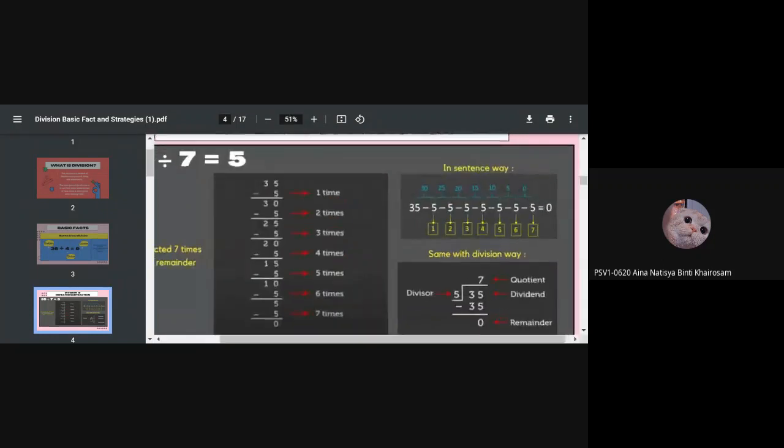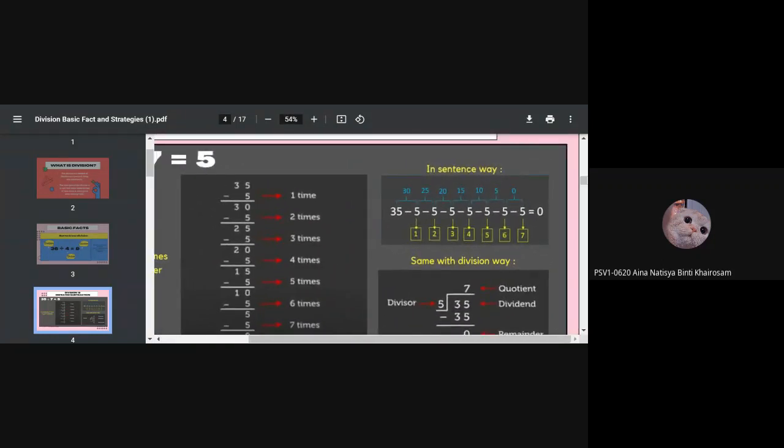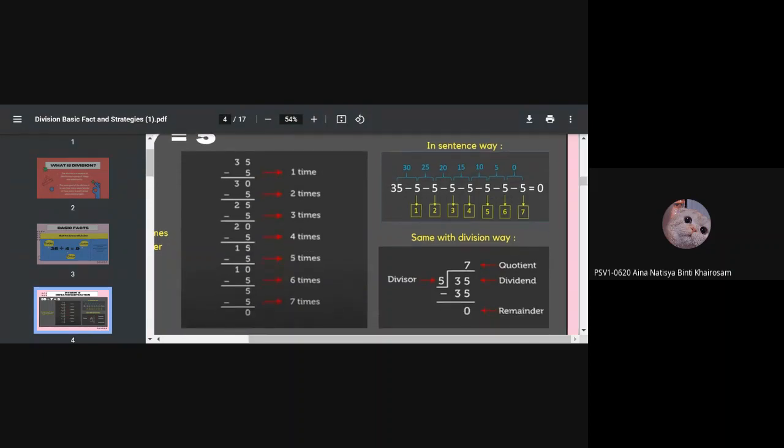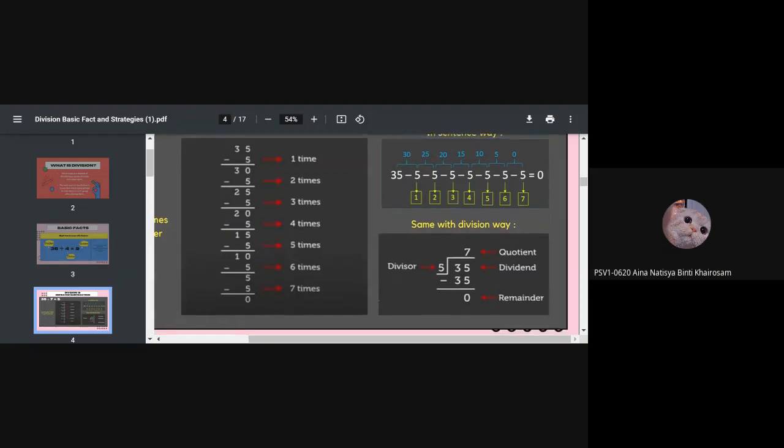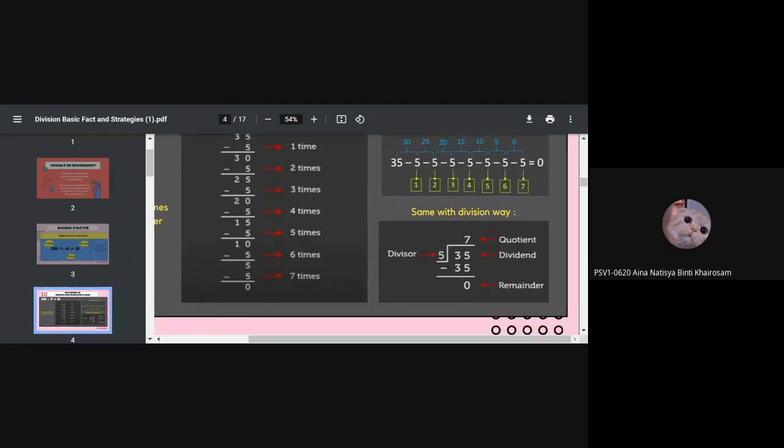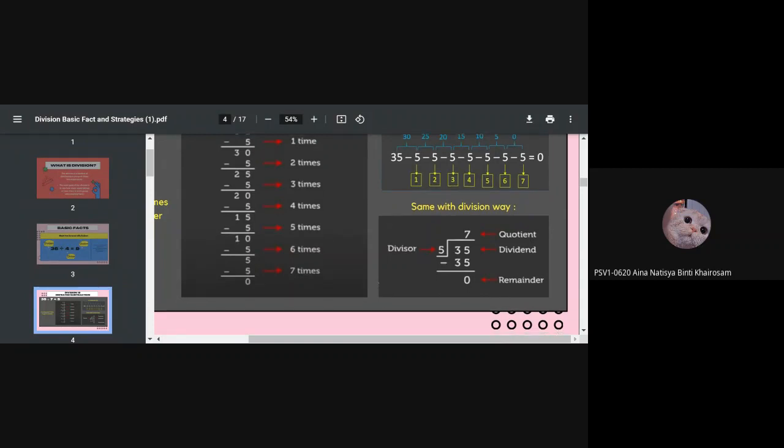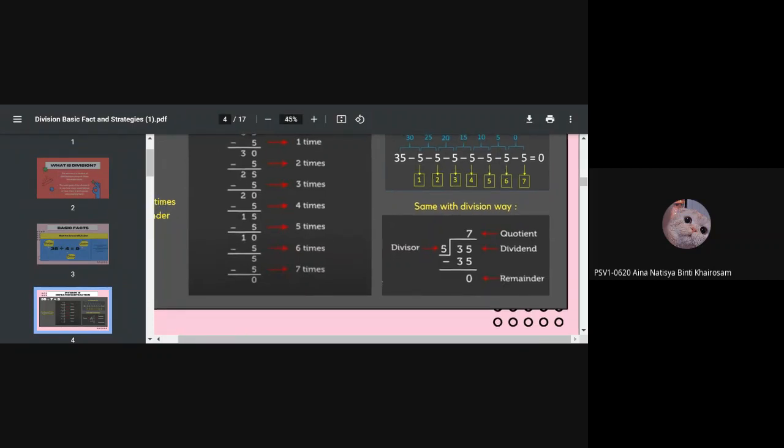Okay. In sentence way, also like that, we subtract until we get 0 remainder. So we can see that there are 7 times to subtract 5. Okay. Same with the division way. This is the true way for division. The dividend, which is 35, we divide by the divisor, which is 5, and then we get the quotient. We get 7 because we already got the remainder 0.